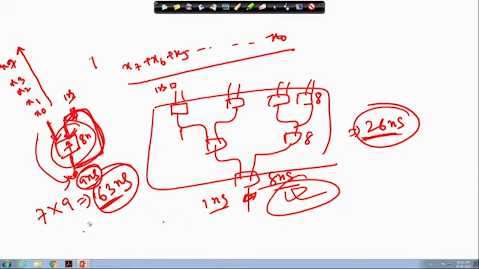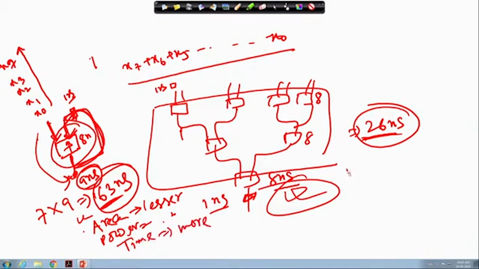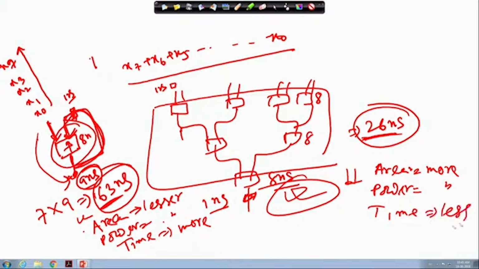That means the advantage for this serial architecture is that I am getting this area lesser, that means the power will be also lesser, but the time is more. Here what is happening? Area is more, power is also, I can say, more, but the time is lesser than this one.